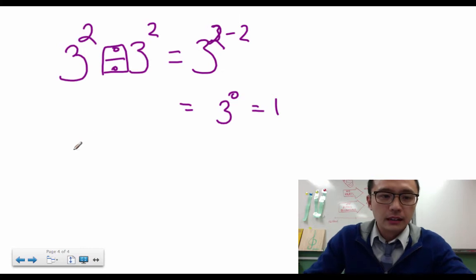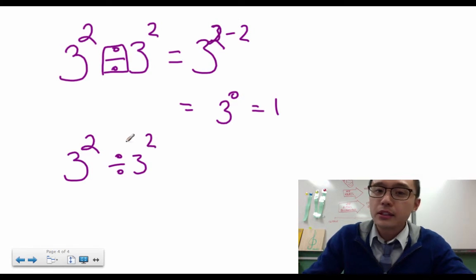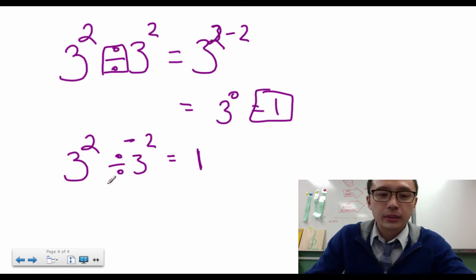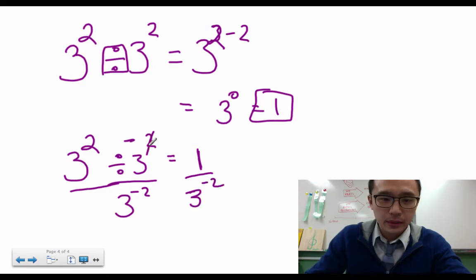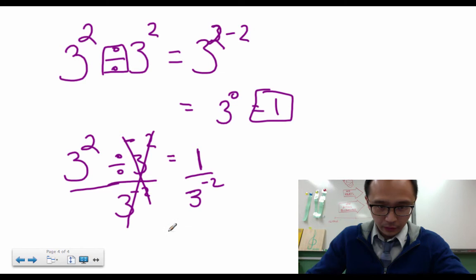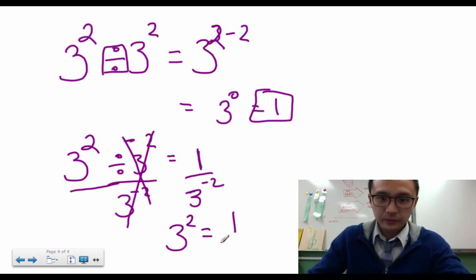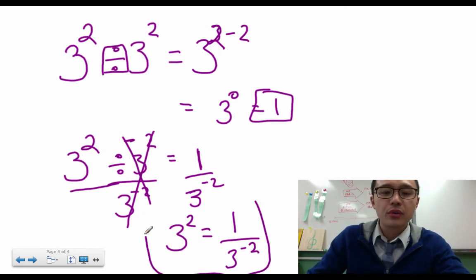So how does that work? Let's look at this again. 3 to the power of 2 divided by 3 to the power of 2. Well, since you're subtracting, that's your subtraction sign. And since this is going to equal 1, because we just proved that, what if we were to divide both sides? This is kind of getting into systems of equations. What if we were to divide both sides by 3 to the power of negative 2? This one will cancel out. So then you're going to be left with 3 to the power of 2 is equal to 1 over 3 to the negative 2. This is just to prove how this works.